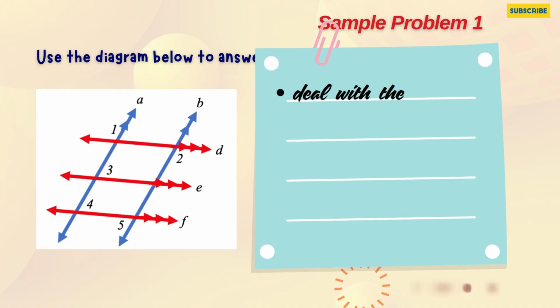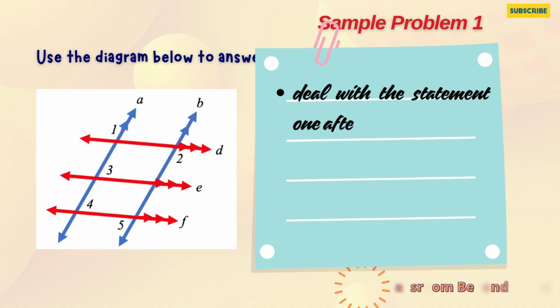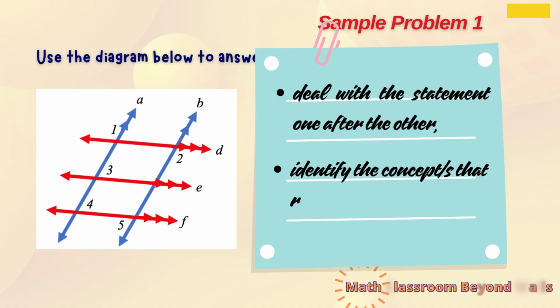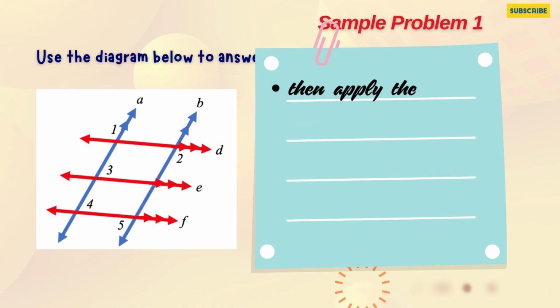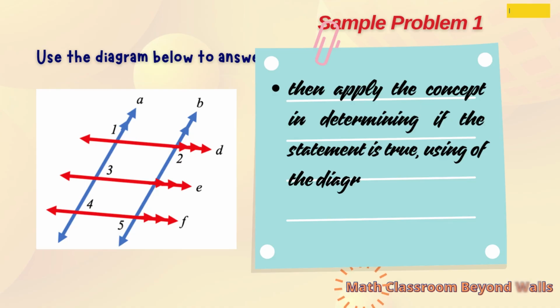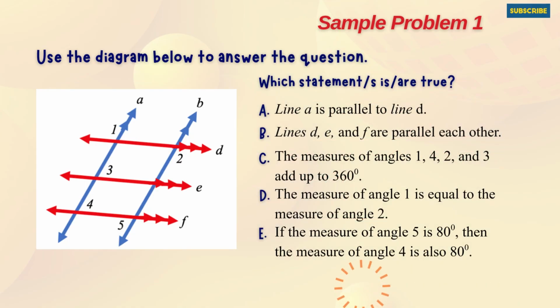To answer the question, we will examine each option and analyze the statement by identifying the key concept or concepts that relate to the statement. Then apply the concept or concepts in determining if the statement is true with the use of the diagram. We will begin with option A.